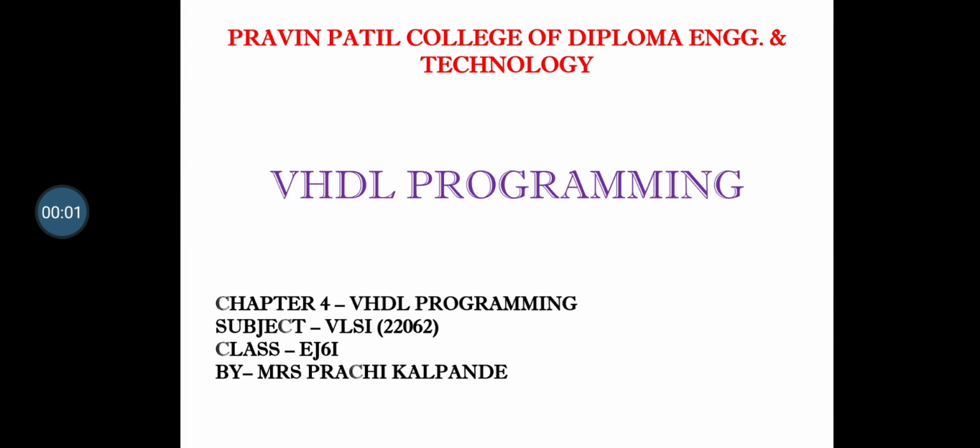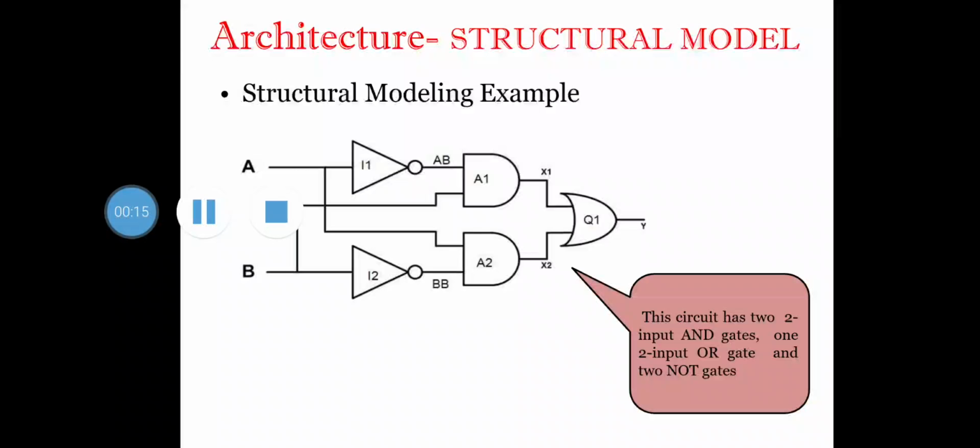Hello students, in today's presentation we will discuss VHDL programs from chapter 4, VHDL programming, subject VLSI 22062. Now the very first program we are going to discuss here is as shown in the figure. You can see here, it has two NOT gates, two AND gates and an OR gate.